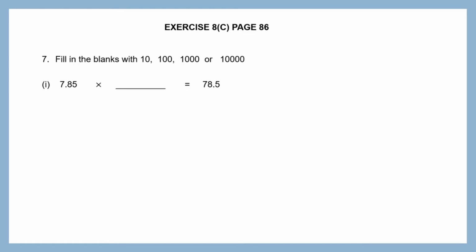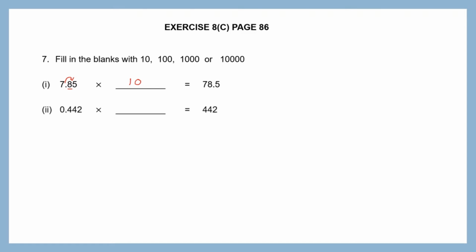7.85 into what will give us 78.5. That means the point has moved, isn't it? The point has moved from here and it has come here. That means it has moved one place to the right. When it moves to the right, it's multiplication. And it has moved one place, that means I need to have 1 followed by 1 0. So when you multiply 7.85 by 10, you will get 78.5.